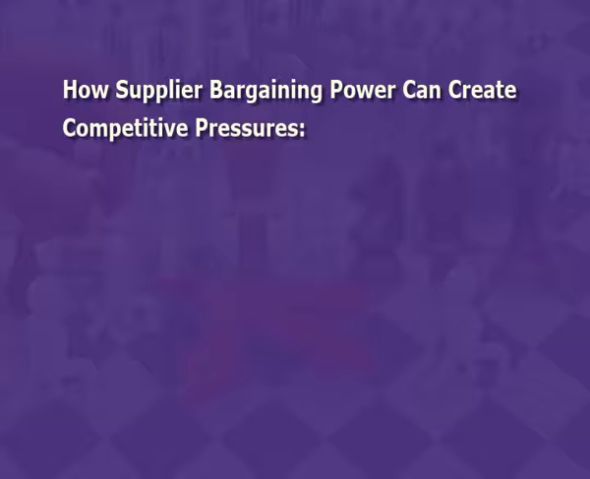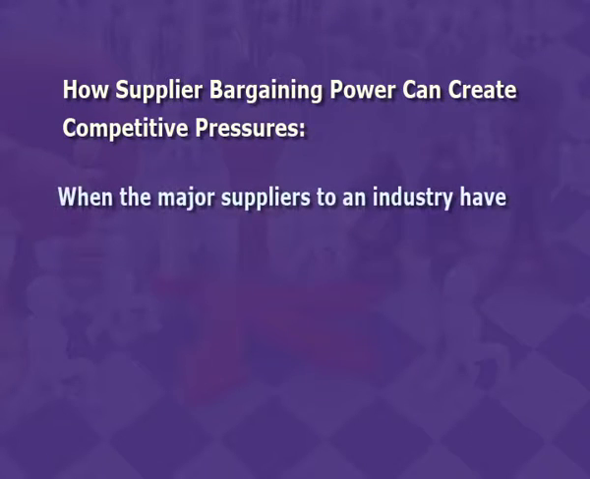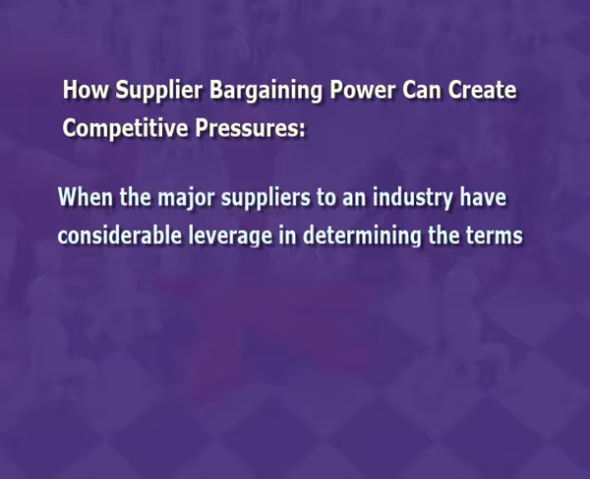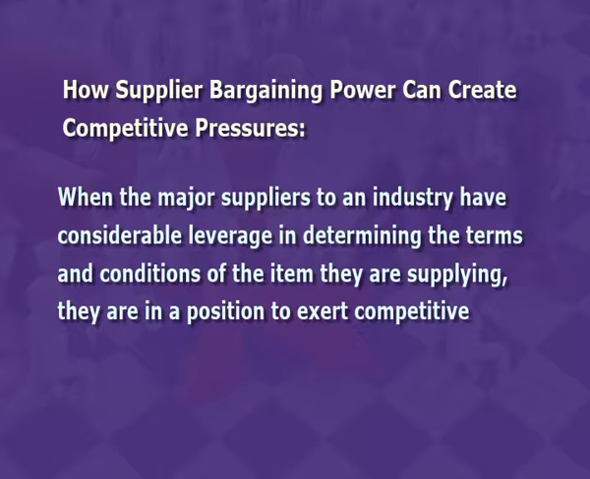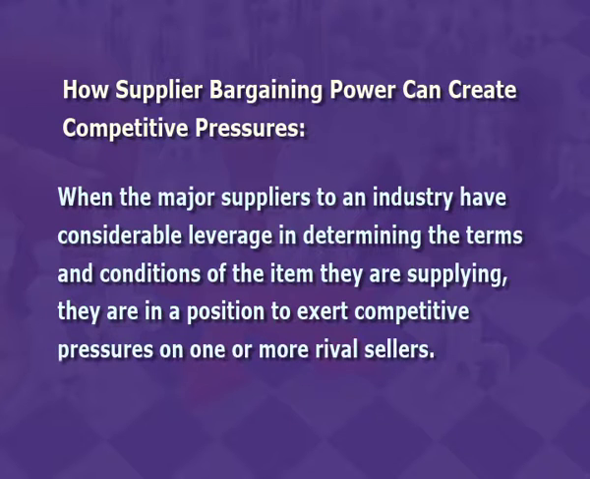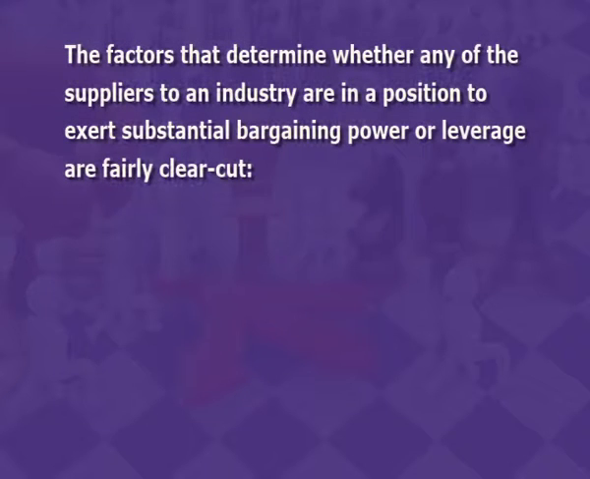Now, how supplier bargaining power can create competitive pressures. When the major suppliers to an industry have considerable leverage in determining the terms and conditions of the item they are supplying, they are in a position to exert competitive pressures on one or more rival sellers. The factors that determine whether any of the suppliers to an industry are in a position to exert substantial bargaining power or leverage are fairly clear-cut.